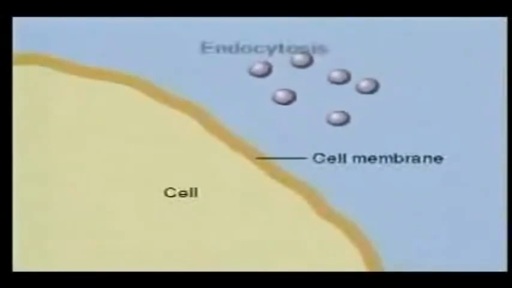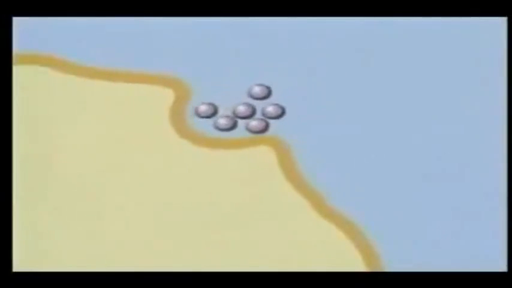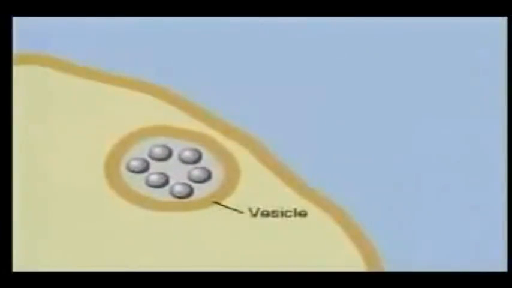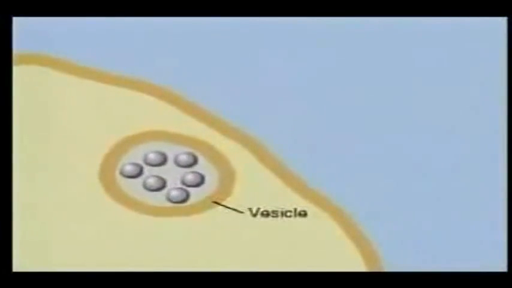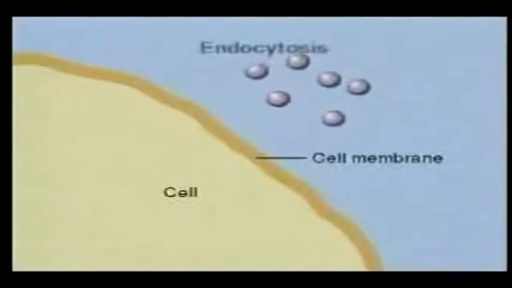During endocytosis, the cell membrane folds into a pouch surrounding particles outside the cell. A vesicle is formed. This vesicle carries the particles into the cell and can release its contents into the cytoplasm. Endocytosis is divided into 3 parts. These are phagocytosis, pinocytosis, and receptor-mediated endocytosis.